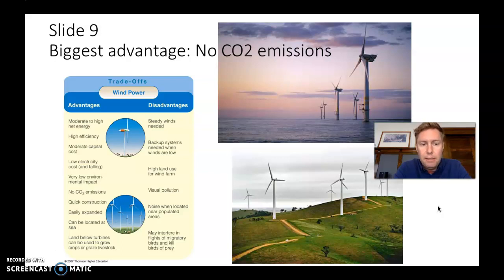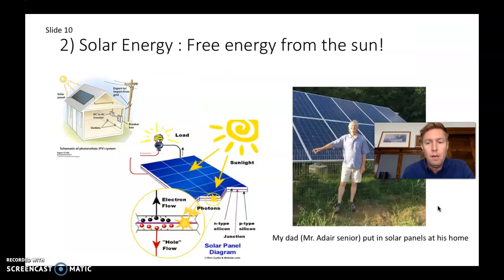The advantages and disadvantages are listed, so you can take time to look at those. One major advantage of wind energy is it does not create carbon dioxide, so it's not creating the greenhouse gas, so it's helping to ultimately create electricity that won't warm the planet. Okay, I'm going kind of quick to fit this all in, but feel free to pause the video to answer your questions. Okay, solar energy is our next one we're going to talk about.